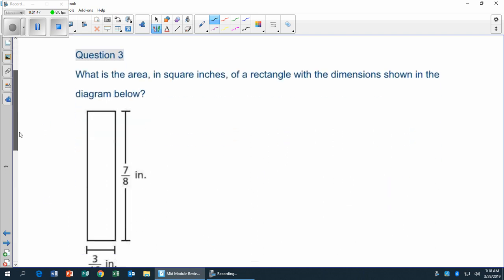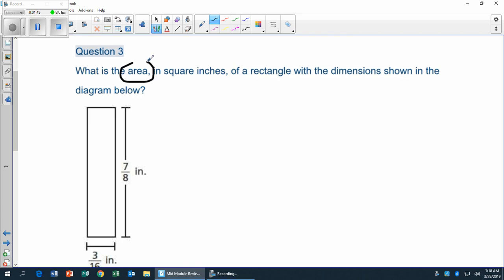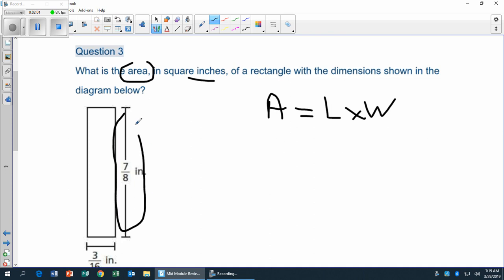Next question is another area, this time in inches. So we're going area equals length times width. The length right here, it's 7/8 long of an inch, and it is 3/16 wide. So we're going to multiply straight across.